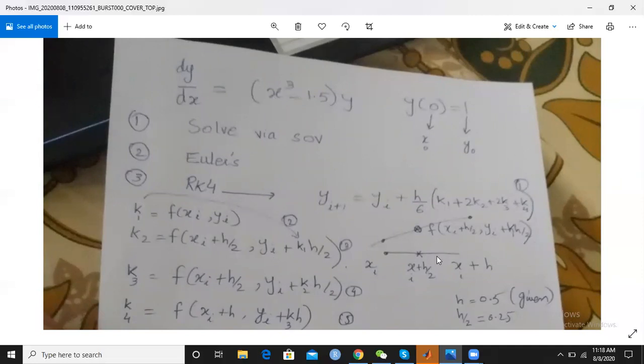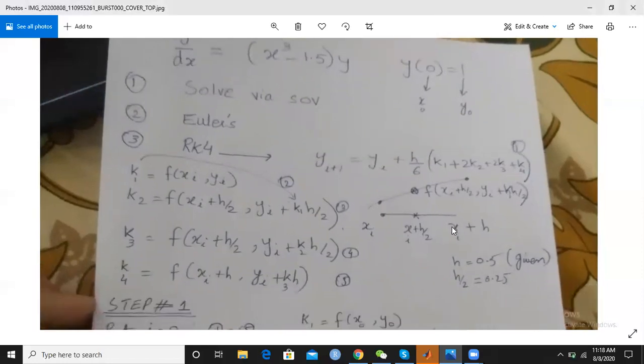For better accuracy, the RK4 method will not go straight from x i to x i plus h. It will stop in the middle, at x i plus h by 2, and work out the functional value at x i plus h by 2, y i plus k1 h by 2. This will help us to improve the numerical result anticipated for x i plus h. All right, so this is the plan.